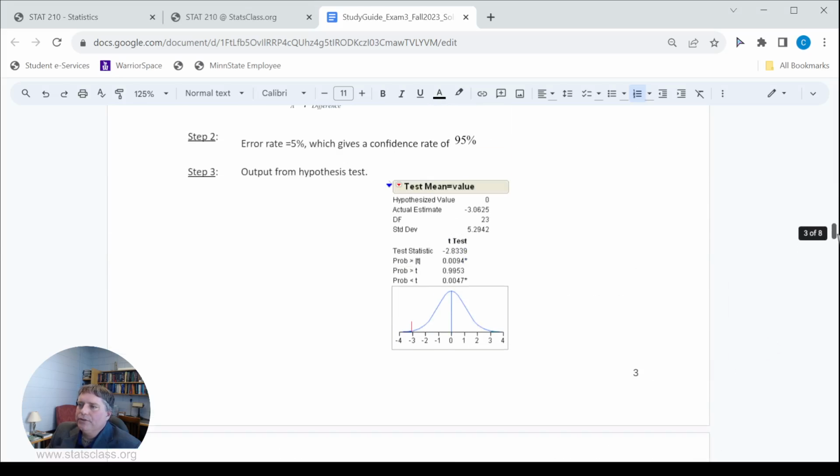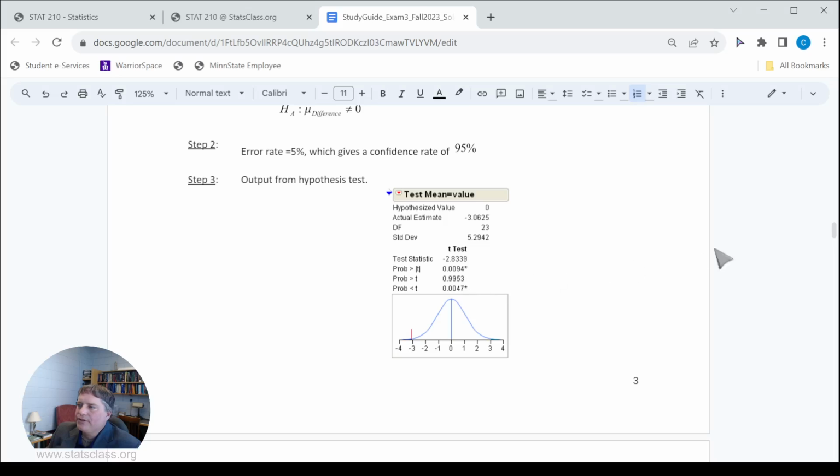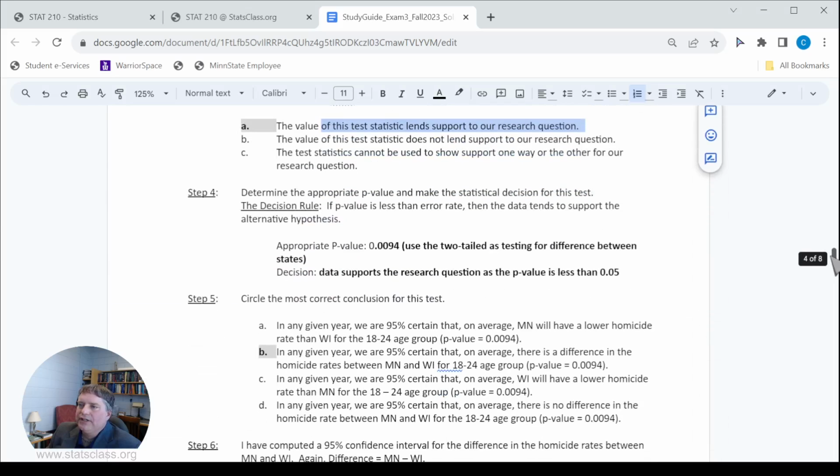If you want to look at the p-value, that's 0.0094, which is less than 0.05. So this is kind of all of our standard stuff. I do have enough evidence for my research question. So B is going to be the answer there.